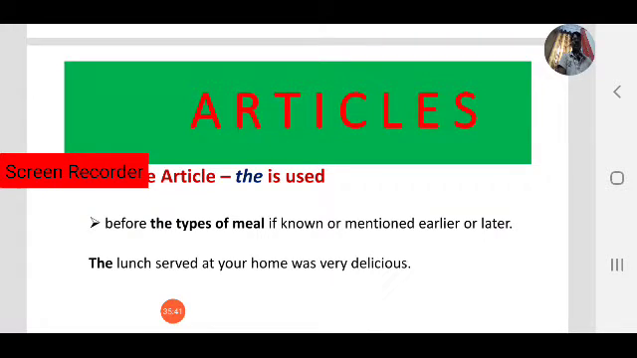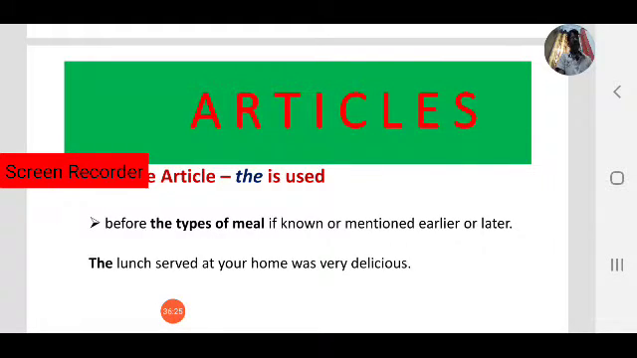Another case: before the names of meals. So already we have discussed meals. Before the names of meals, we need not use an indefinite article. In the previous class we discussed where we have to use the indefinite article a or an and where we do not. So before names of meals, for example breakfast, lunch, and so on, when mentioned the first time, we need not use any article.